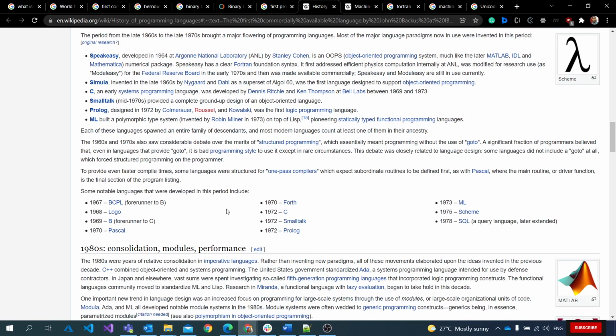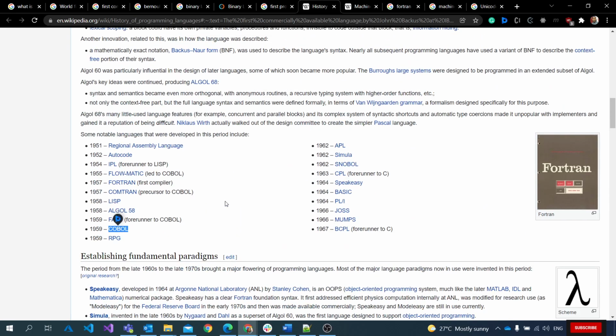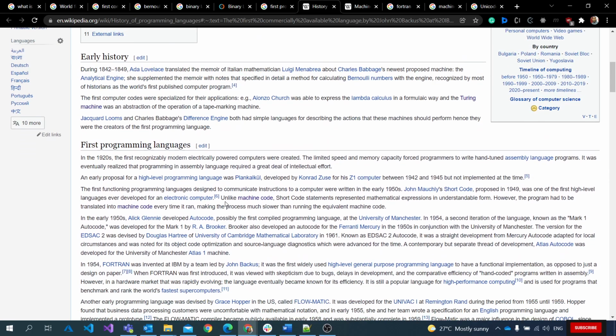A couple of other languages came in. Most of the issues came about because the languages had to be translated into machine code. Most of the languages basically need to convert the actual programming language into machine code, and that had a lot of computation issues.